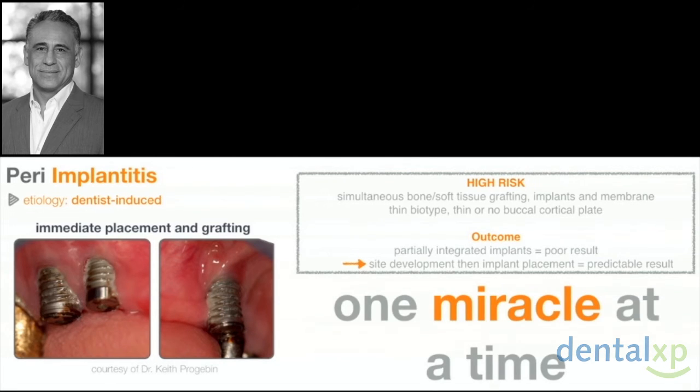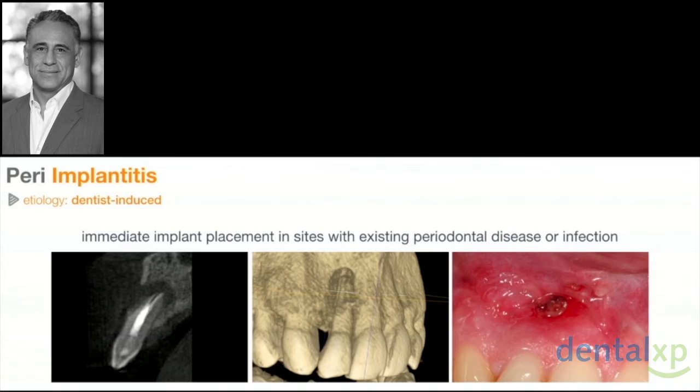Hence the one miracle at a time approach: staging the treatment, and not trying to achieve too many outcomes in a single day. Immediate implant placement in sites with existing periodontal disease or infection can certainly increase chances of infection and peri-implantitis. So we need to be super cautious about removing teeth, cleaning it out, perhaps reconstructing the bone through GBR, and coming back on another day in a delayed fashion to place the implants, and not subject the implant to the bacteria and the infection in the area.